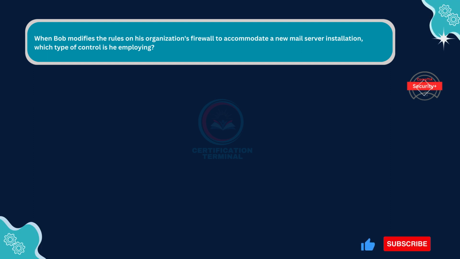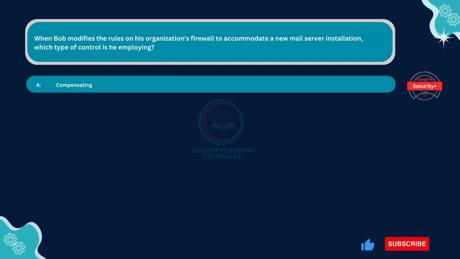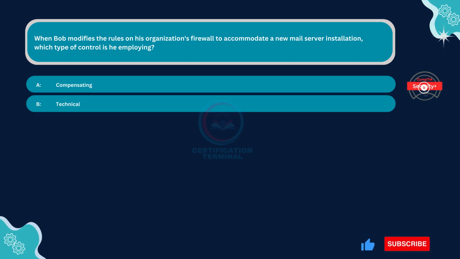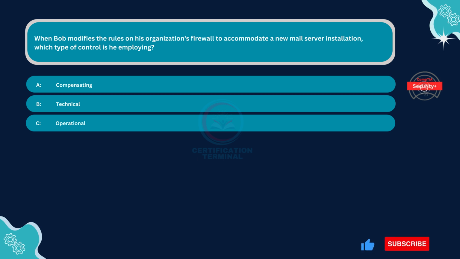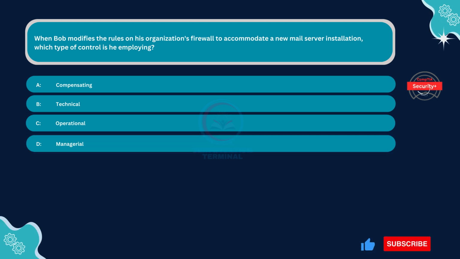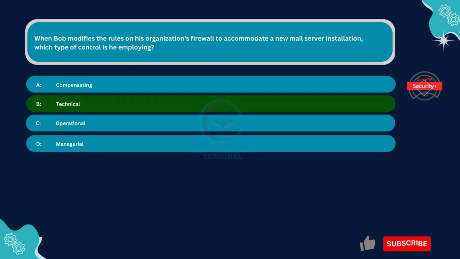Next question. When Bob modifies the rules on his organization's firewall to accommodate a new mail server installation, which type of control is he employing? Option A, compensating. Option B, technical. Option C, operational. Option D, managerial. The correct answer is Option B, technical.